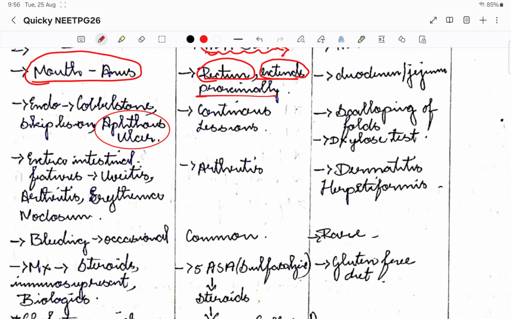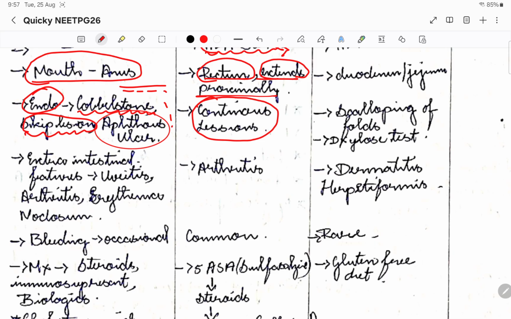So when we do an endoscopy, there is going to be a cobblestone appearance, and there will be skip lesions. It is not continuous; skip lesions will be there all along when we do the endoscopy. Whereas in ulcerative colitis, it is going to be a continuous lesion that we can see.